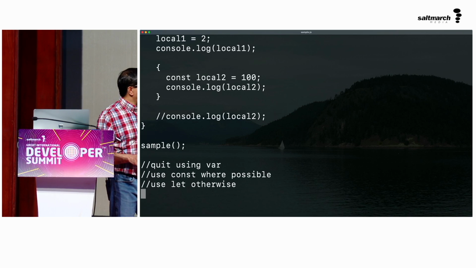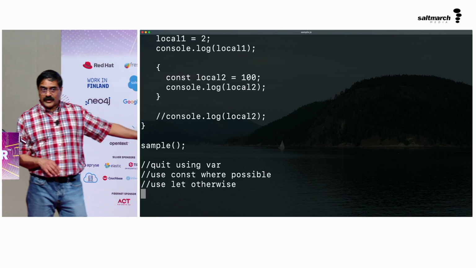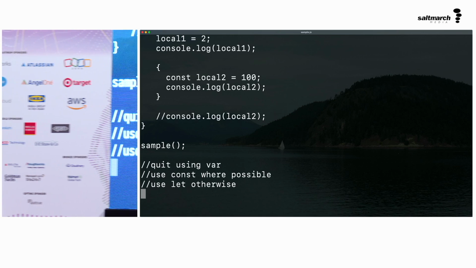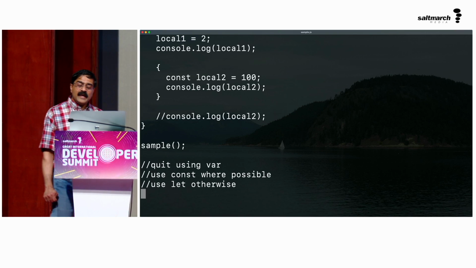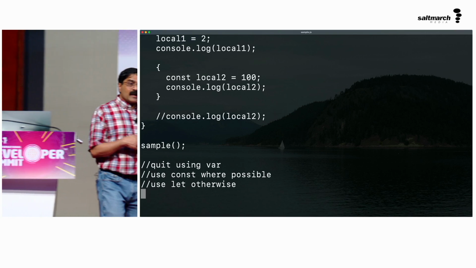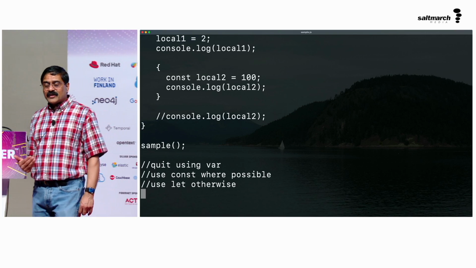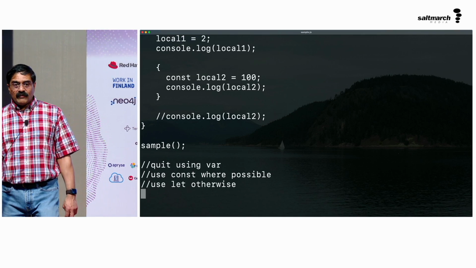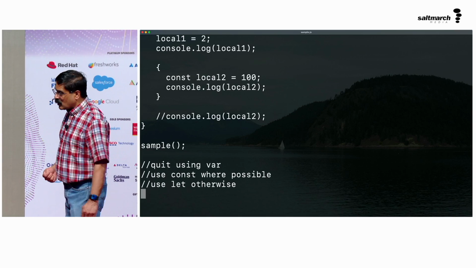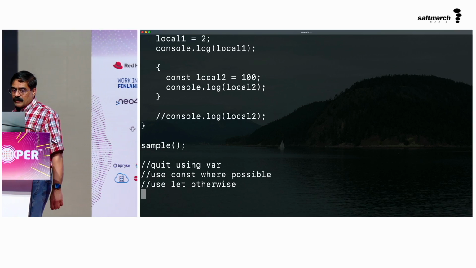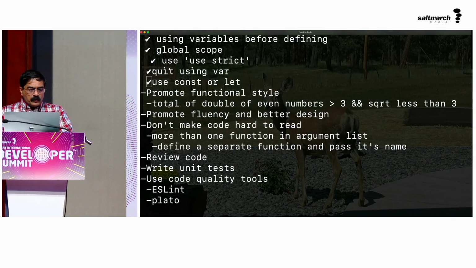So your go-to should be a const, first of all. If you're not able to use a constant, then use a let, but don't use var. If you're using ESLint, you can configure it. If you're using a let where you should use a const, it'll give you an error. If you're using a var, it'll give you an error as well. So that way you can make the quality of code a lot better. So that is something I would highly recommend that we do.